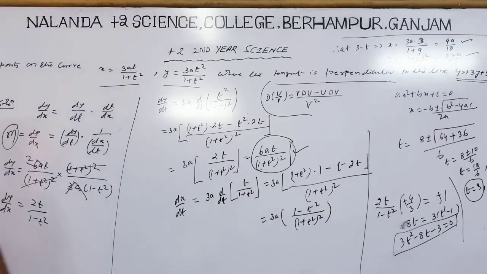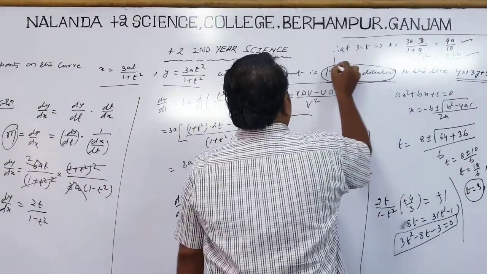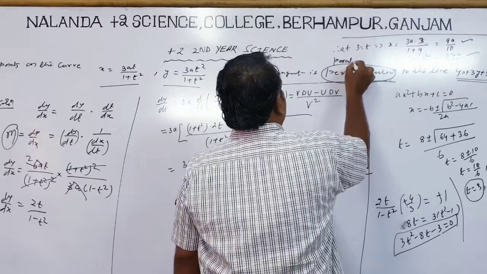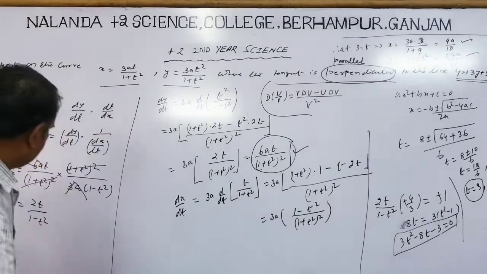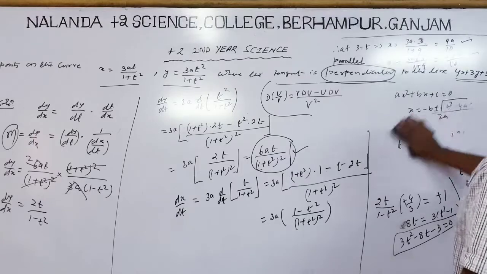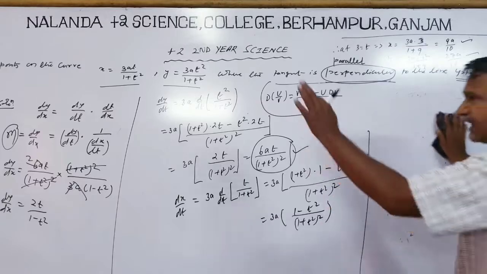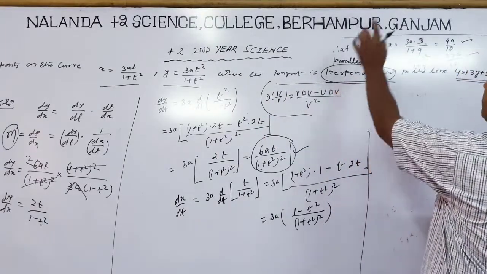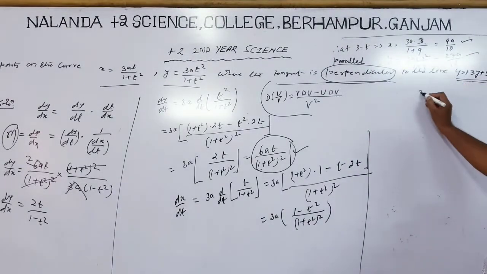Find the point on the curve at which the tangent is perpendicular to the line. Suppose it is the same thing, but instead of perpendicular, suppose parallel is given. Parallel is given means up to this much is the same. Suppose another question is the same question, but instead of perpendicular, let us say parallel is given. Now convert to standard form.